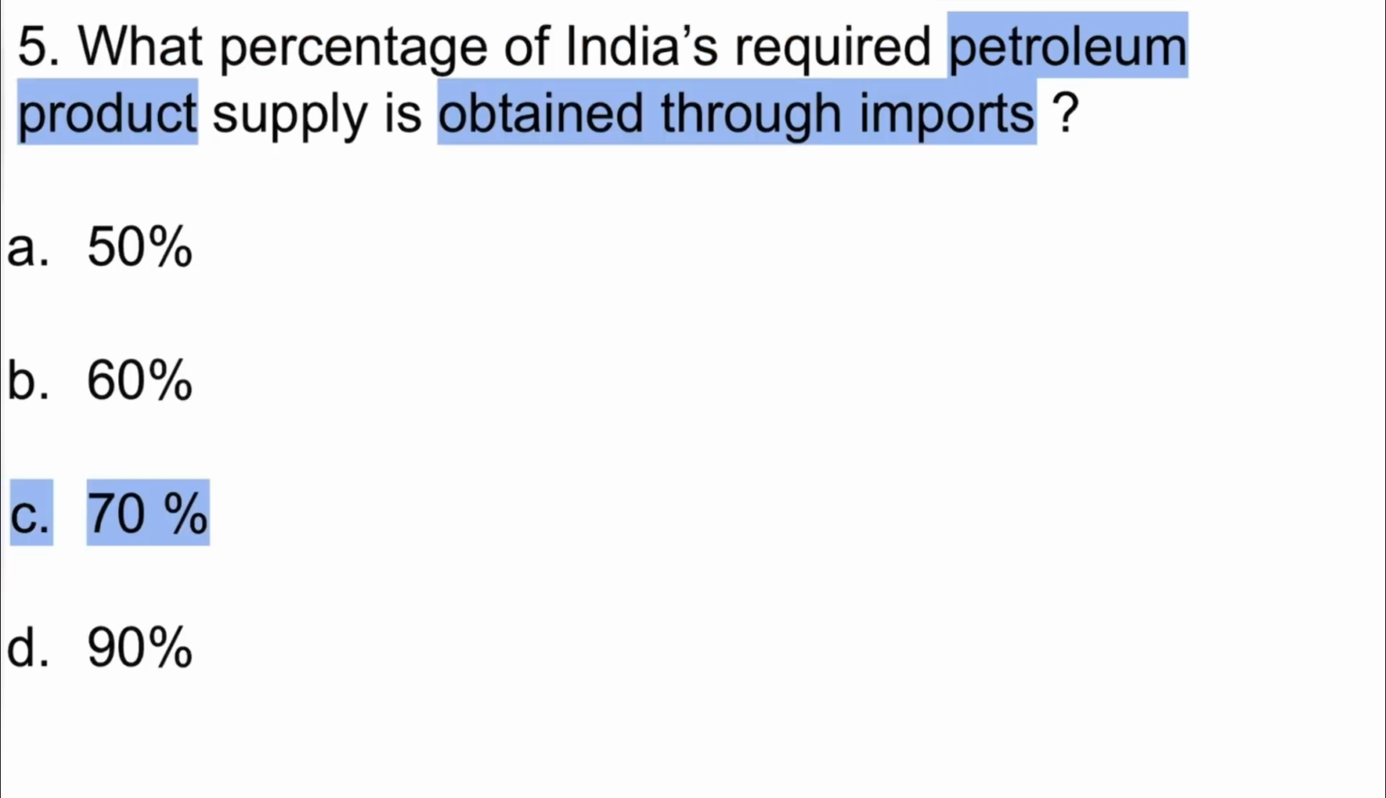Fifth, what percentage of India's required petroleum product supply is obtained through imports? Petroleum which we are importing. We need to state the percentage of imports. So as we all know, the major part of our petroleum products have been imported. Here 70% is the correct one. So option C is the correct option.